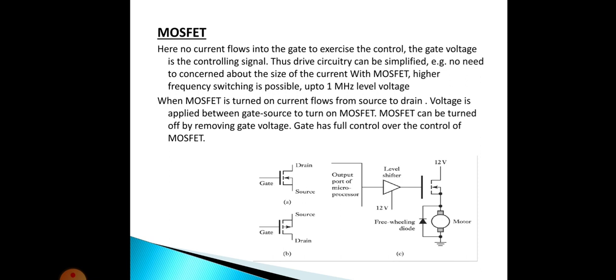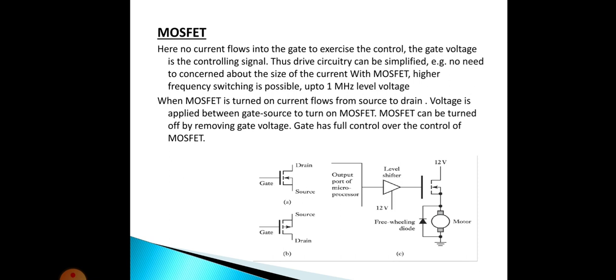When a MOSFET is turned on, current flows from source to drain. So when the MOSFET is on, how will the current flow? From the source to the drain. You can see in the diagram the MOSFET source, drain and gate. The current flows from source to the drain. N-channel and P-channel MOSFETs are both available, as you can see in the diagram.